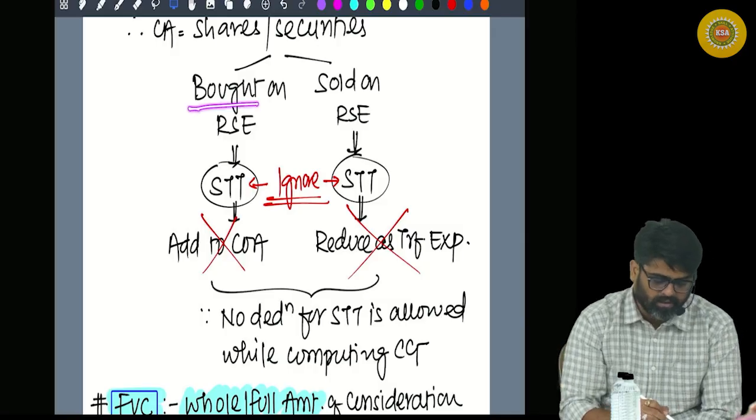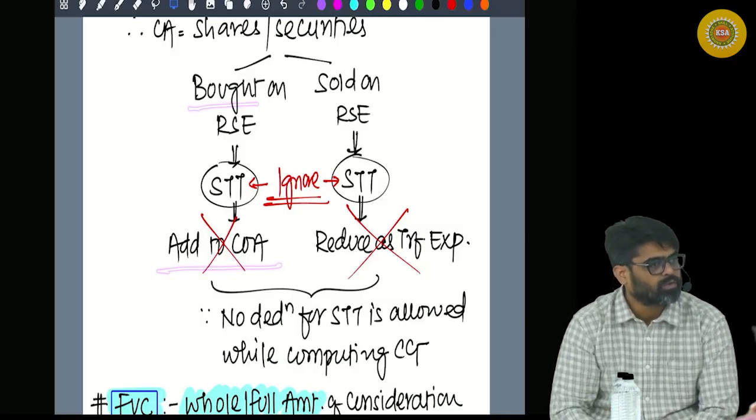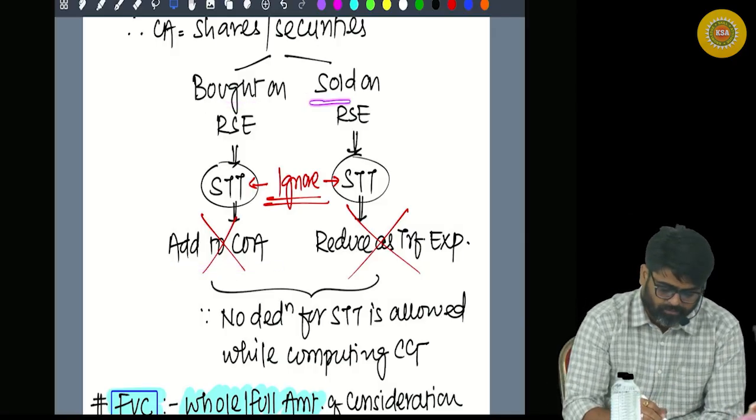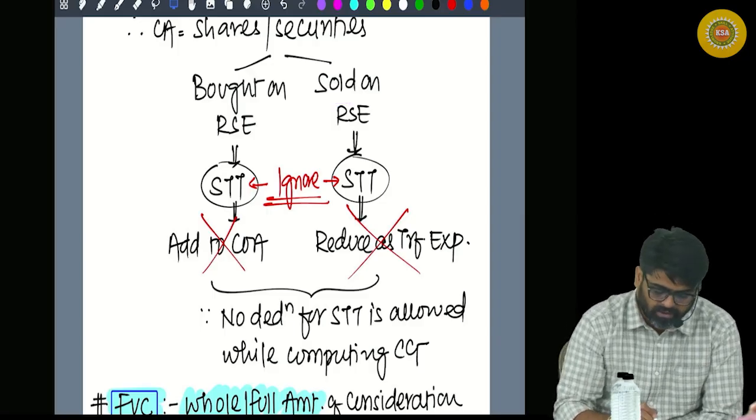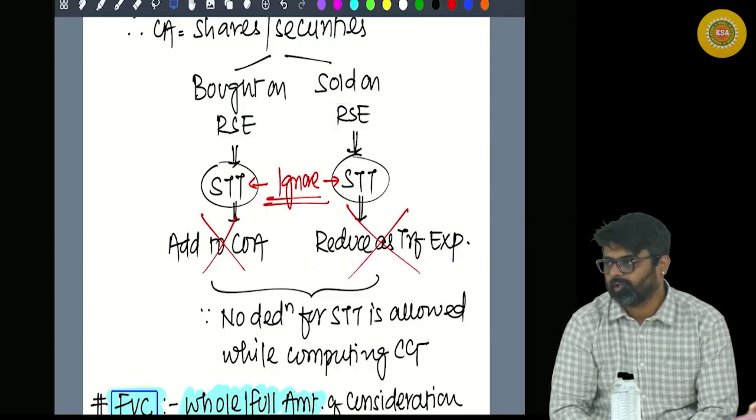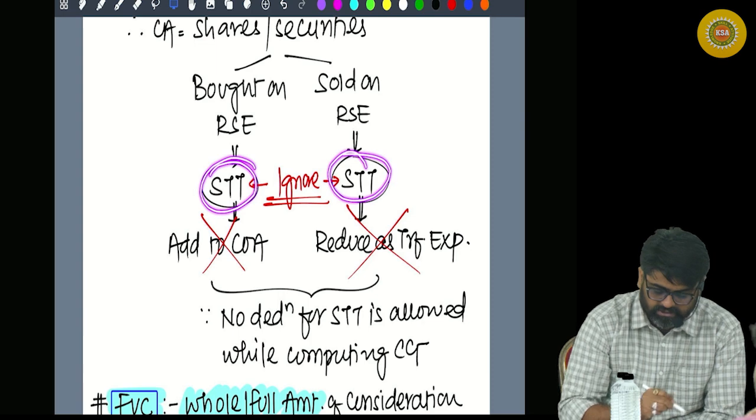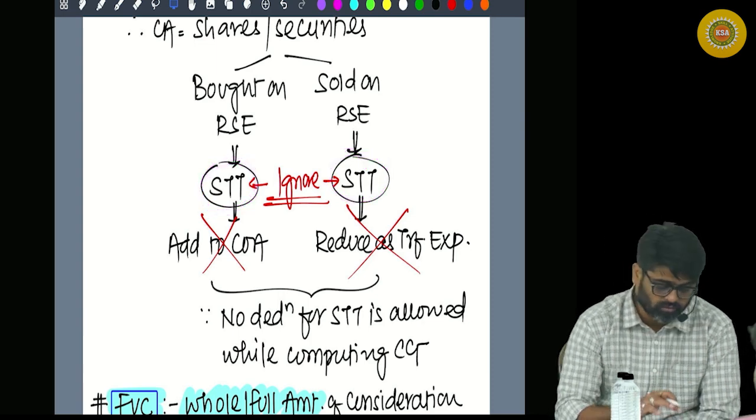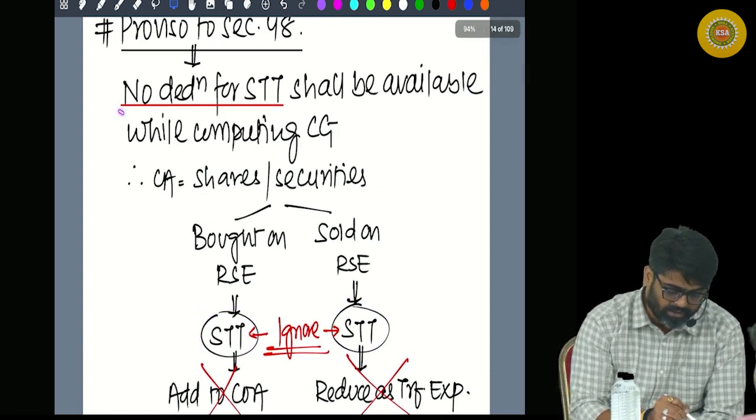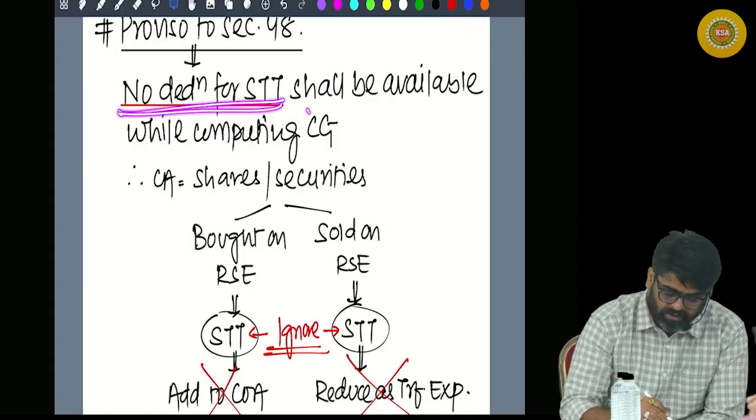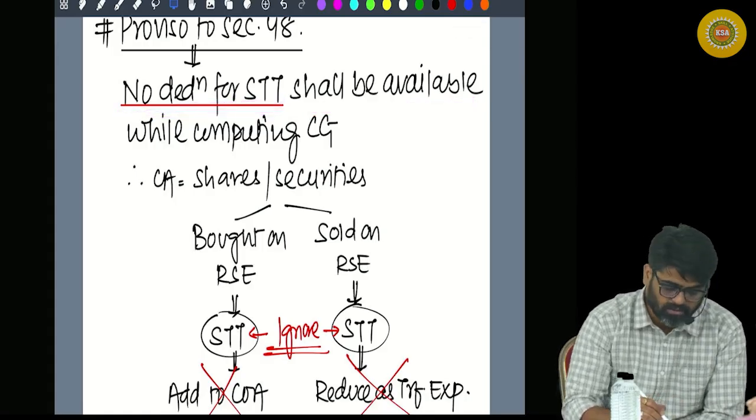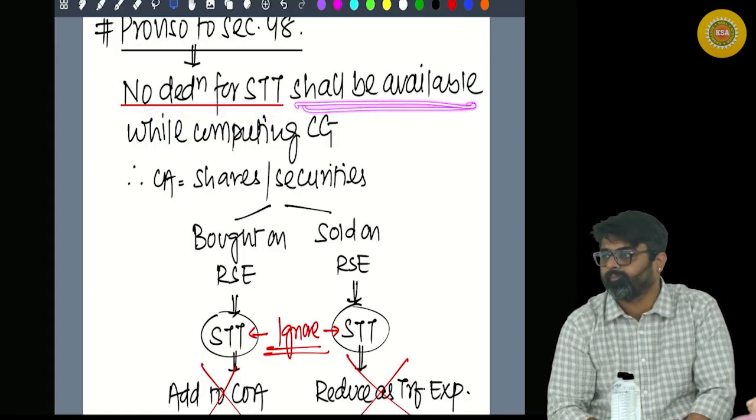So the STT you pay at the time of buying as well as at selling will be completely ignored. STT paid on buying will not be added to cost of acquisition. STT paid on selling will not be reduced as transfer expense. The entire STT has to be ignored, because while computing your capital gain, no deduction for STT shall be available.